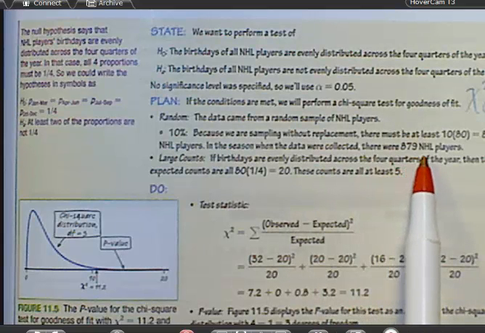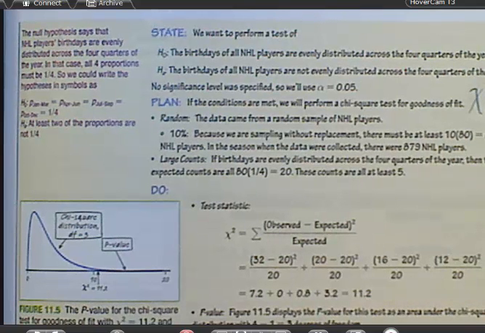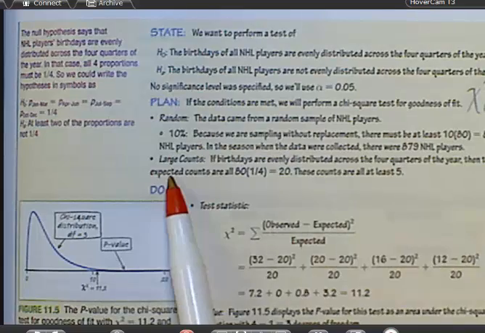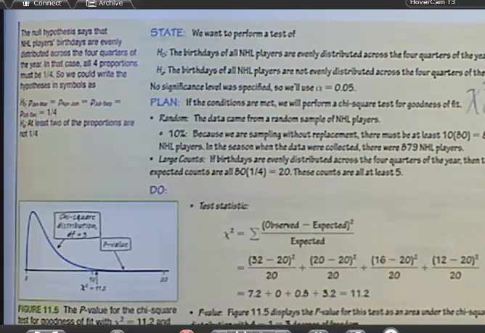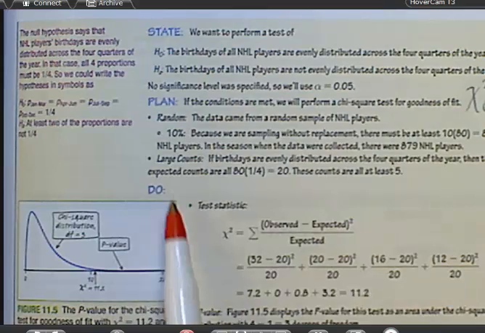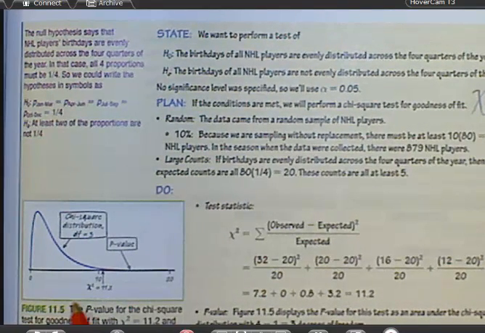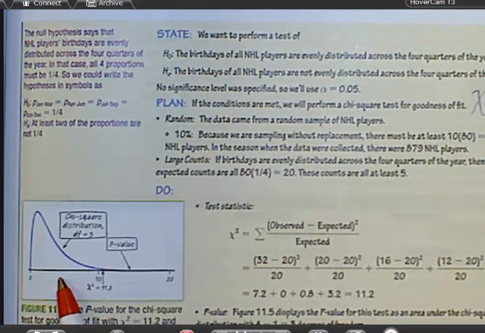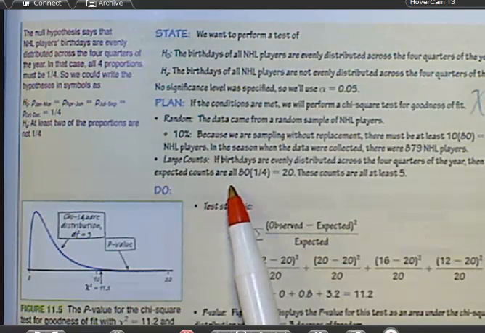So here we've shown that the population of NHL players is more than 10% of our sample size. And then the last condition, and most important, is the large count. Now, we do not have a normality condition. We don't want the data to be normal. We just need to make sure that the count is large enough that the chi-squared distribution will be accurate. So we need to make sure all of the expected counts are greater than 5.